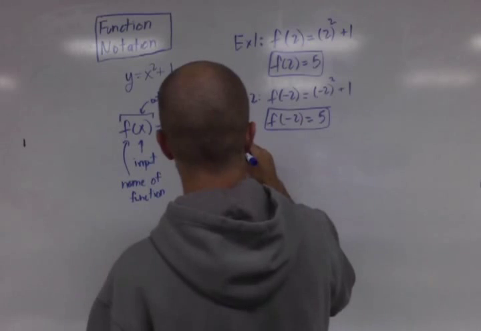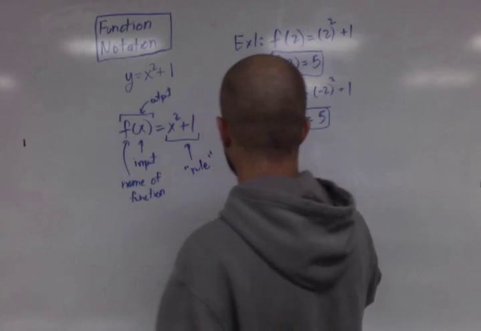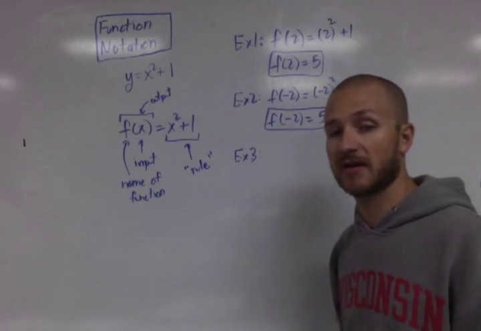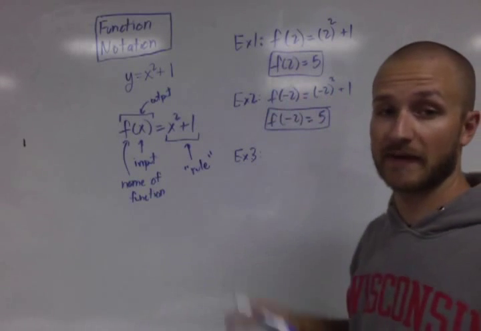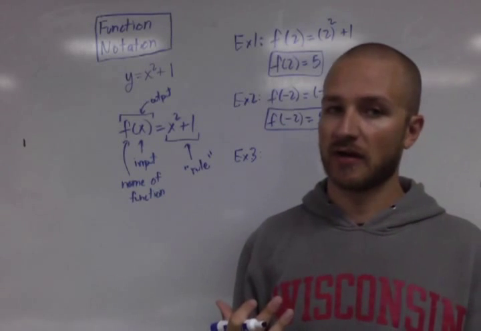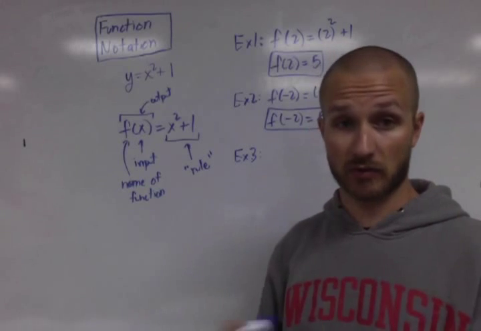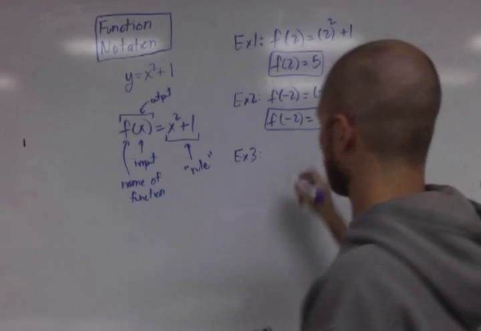Now, sometimes you have to work backwards. Okay? In these cases, we started with the input and we got the output. But sometimes there's something you want to accomplish, there's something you want to achieve. So you know the end result, maybe you know the output, and you need to find the input that goes with it.